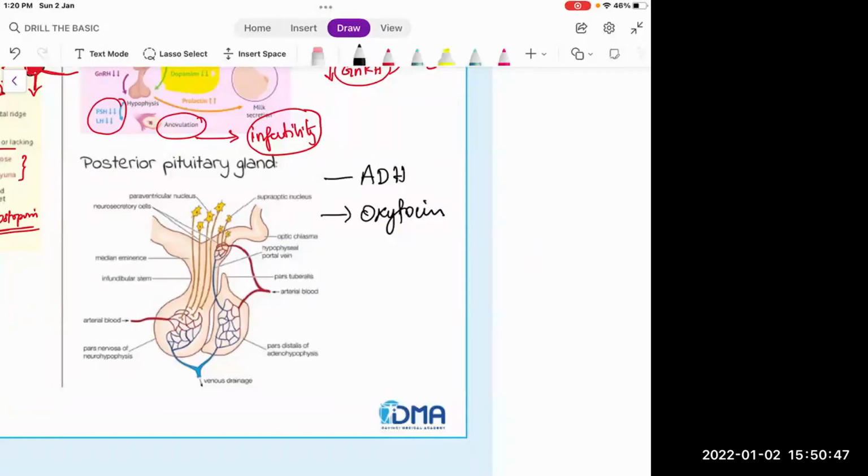So in the neurohypophysis, both ADH and oxytocin are synthesized by the supraoptic and paraventricular nuclei of the hypothalamus, and through neural signaling they are stored in the posterior pituitary gland. Okay, remember, posterior pituitary hormones are synthesized in the hypothalamus, not in the posterior pituitary gland. Synthesized in the hypothalamus, stored in the posterior pituitary gland. It is just released when there is a need for the hormones.